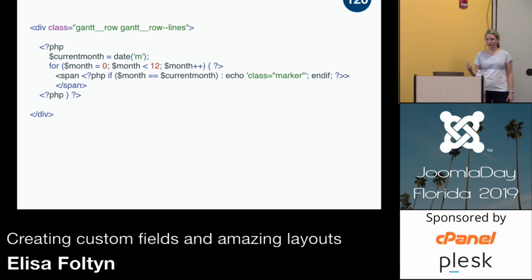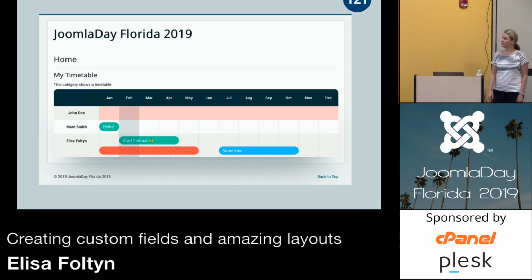And inside of this for, I say, if the month is equal to the current month, again the if condition, then please add the marker to it. Yeah? And now we have February.